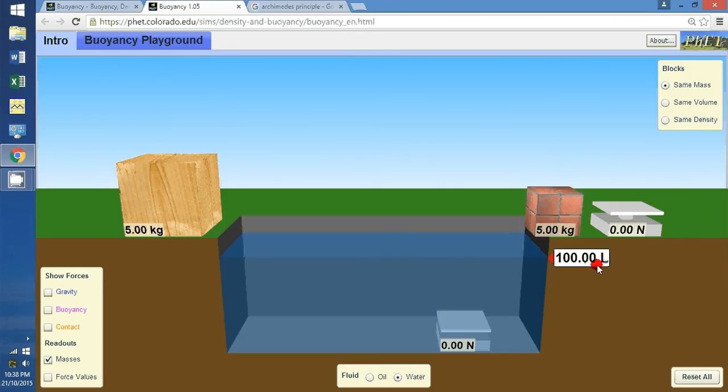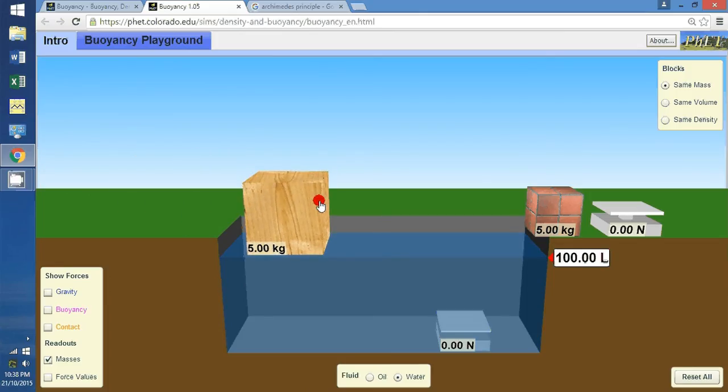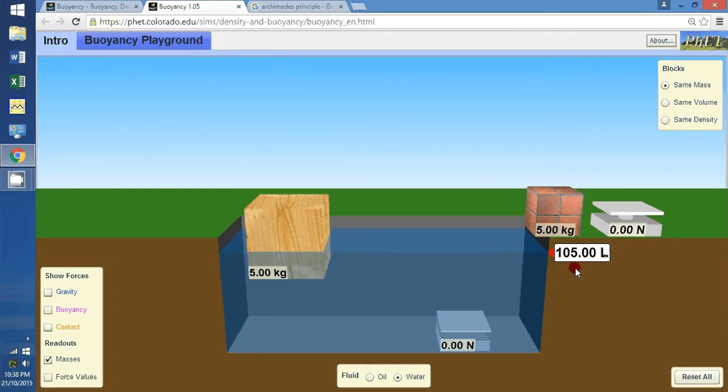So the volume of water is 100 liters, and when you submerge or put some block in, just the first one, you can see the volume change. It changed from 100 liters to 105 liters. So that is 5 liters. It means that the displaced volume of water is 5 liters, and from that you can work out by hand the buoyancy force acting on the object.